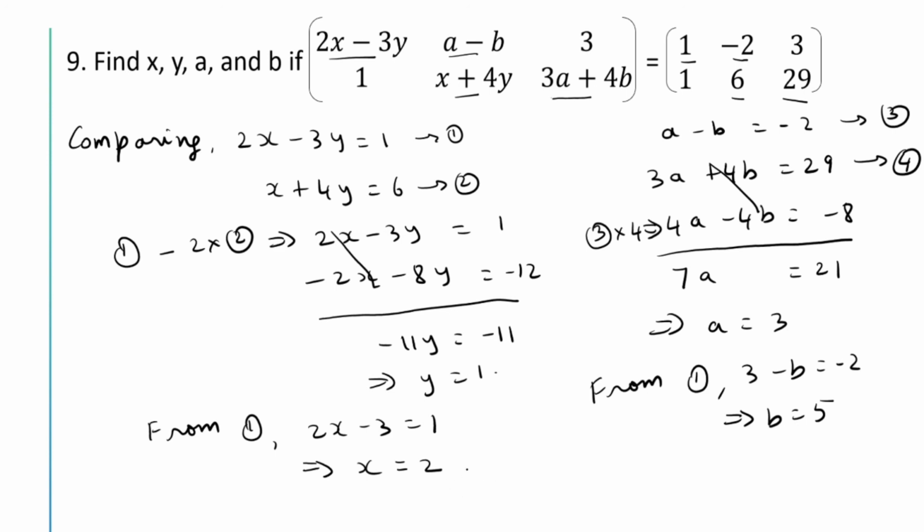So we got x is equal to 2, y is equal to 1, a is equal to 3 and b is equal to 5. Therefore, x is equal to 2, y is equal to 1, a equal to 3 and b equal to 5. So we have got the values of x, y, a and b.